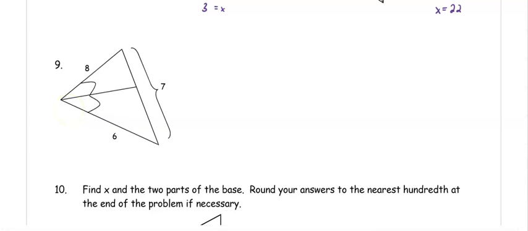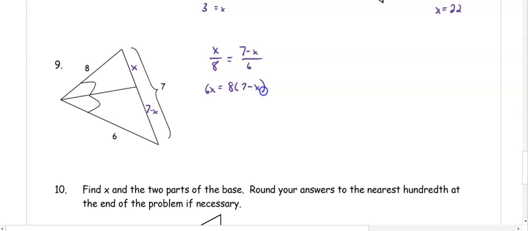In number 10, we know that the whole length here is 7, but we don't know the individual parts. So I'm going to call one part x, which makes the other part 7 minus x. So when I set up my ratio here, x over 8 equals 7 minus x over 6. As we cross multiply, 6x equals 8 times 7 minus x. 6x equals 56 minus 8x. We can add 8x to both sides. 14x equals 56. So when we divide, x is 4.